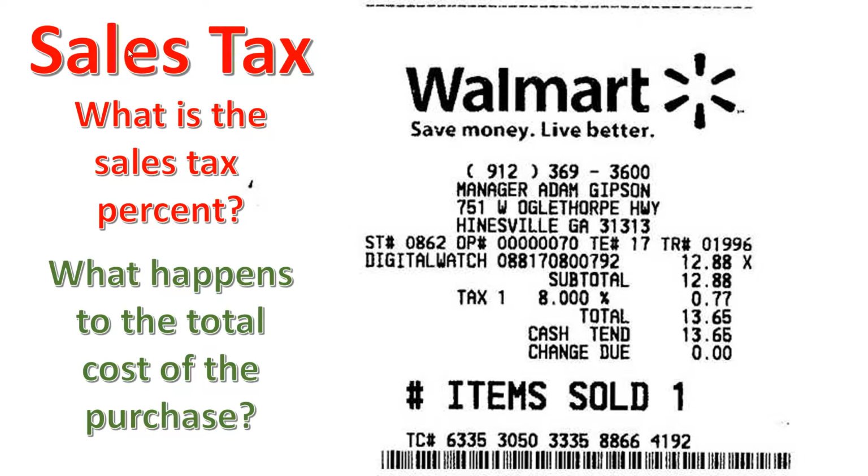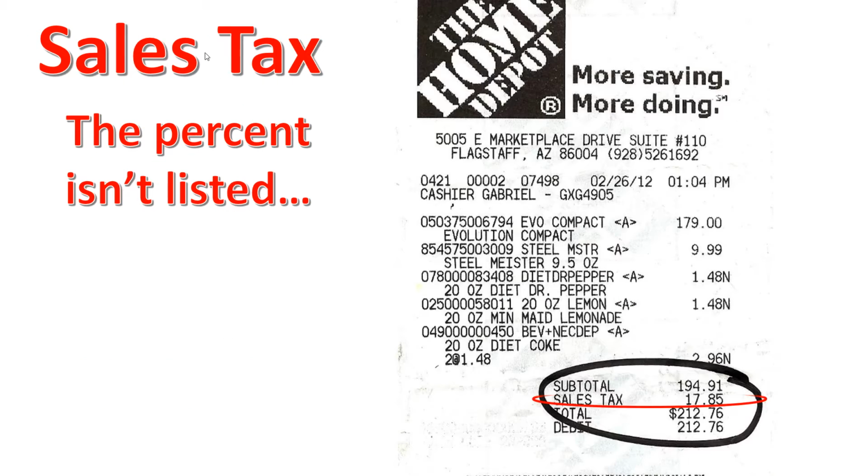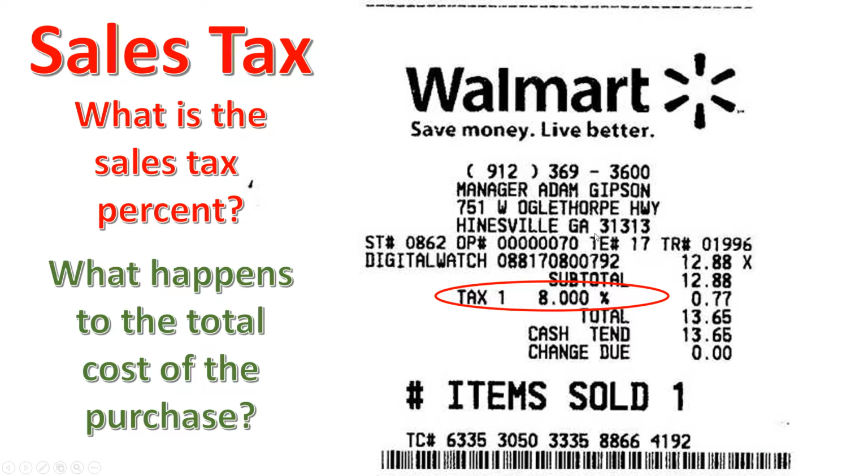Here's a receipt that I found online for Walmart. The question is, what is the sales tax percent? And what do you notice happens to the total cost of the purchase based on the sales tax? If you're looking at the receipt, there's lots of information, but it does say tax. And here in Georgia, it is an 8% sales tax. So this digital watch that somebody bought for $12.88 has a tax of 77 cents. And you'll notice the total cost of the purchase has increased to $13.65 because of the tax.